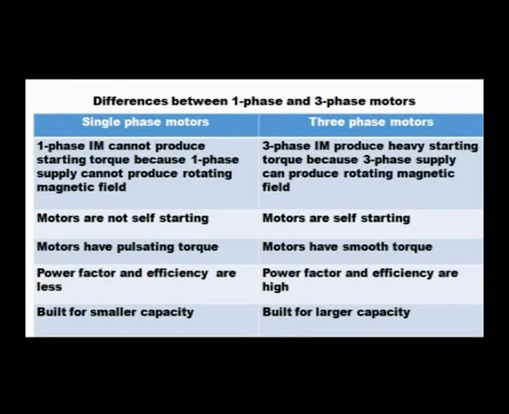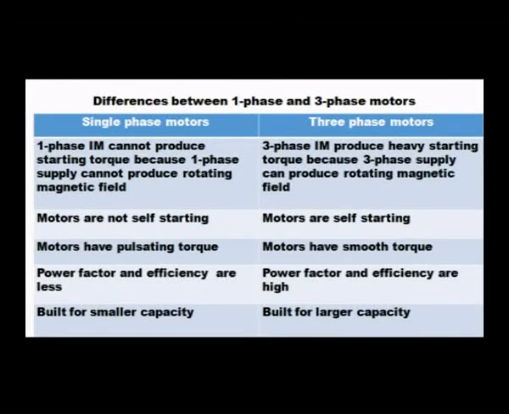What are the differences between single phase and three phase motors? The major difference is that single phase induction motors cannot produce starting torque because the single phase supply cannot produce a rotating magnetic field. At the beginning, while giving the introduction to induction motors, I told you that the available single phase will be split into two phases so as to create the rotating magnetic field. If there is no rotating magnetic field, there will not be starting torque. Therefore, single phase induction motors cannot produce starting torque because the available supply is single phase, and single phase supply cannot produce rotating magnetic field.